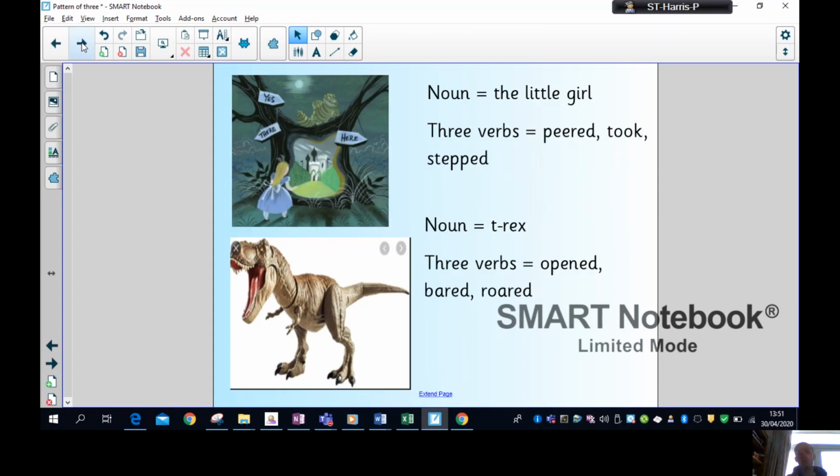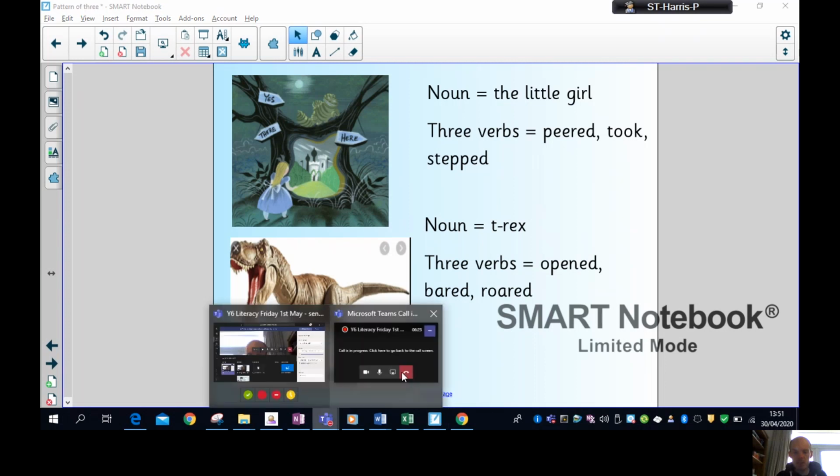Okay, so children, now I want you to have a go, and on the screen now I've done two pictures. I've given the noun and I've given three verbs. I want you to have a go at using the noun and the verbs to write a sentence with a pattern of three. Children, if you're struggling with the verbs that you've got there, you can come up with your own, and then after that we'll try and do one together.